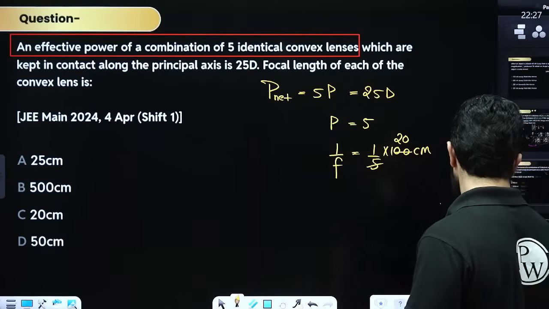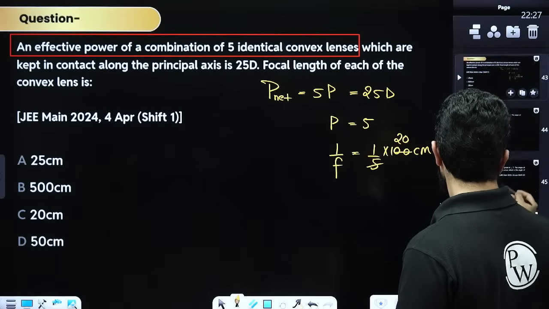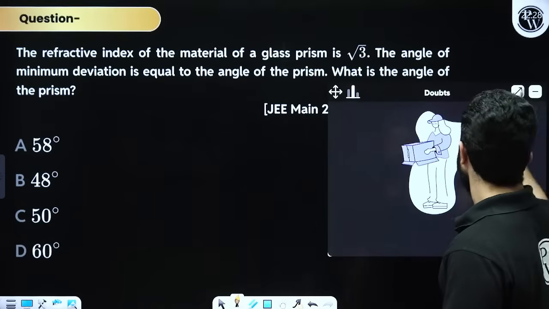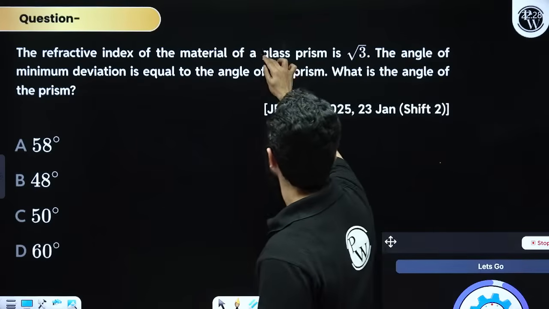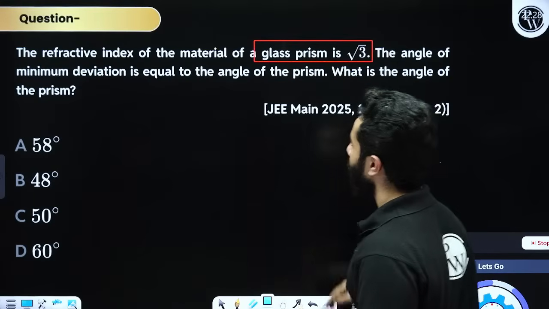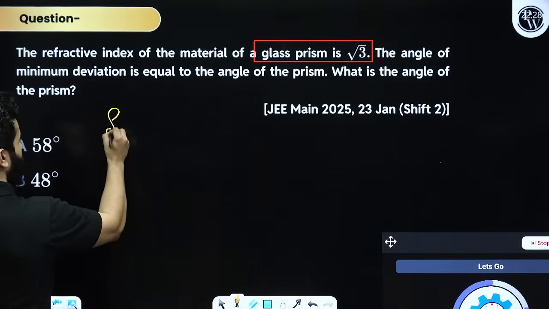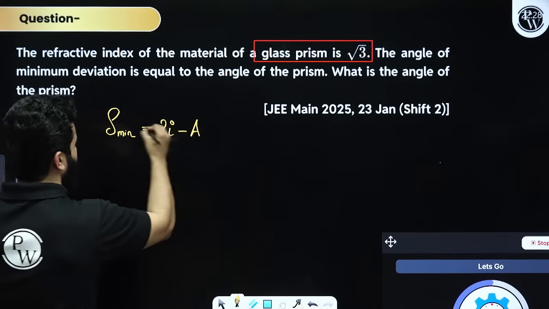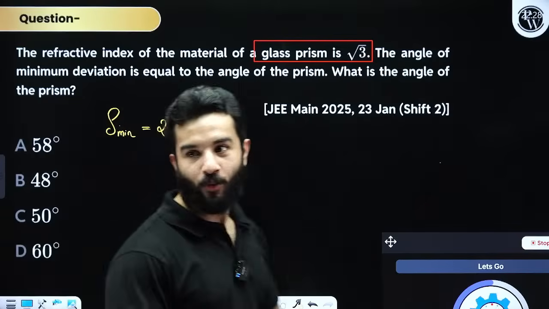Clear? Easy question, this is again from optics. Let's solve this question. Be quick. 60 seconds is sufficient for this. Refractive index is given as √3. They are talking about minimum deviation. The minimum deviation is equal to the angle of prism. So minimum deviation is generally written as 2i minus A, and delta and i are also the same. What is the angle of the prism? Find it out, quick.